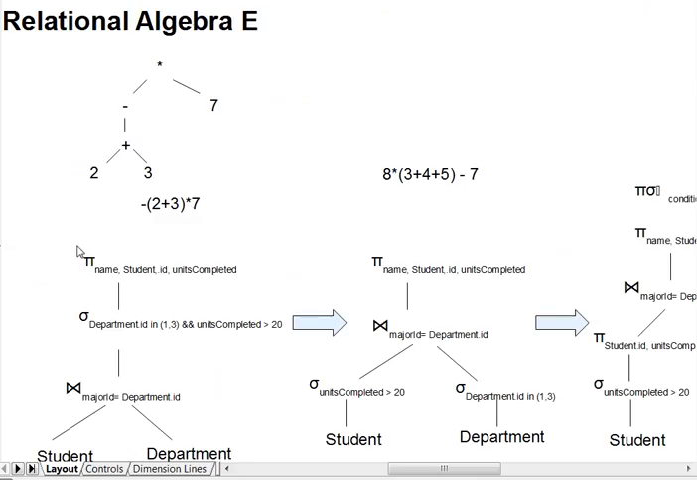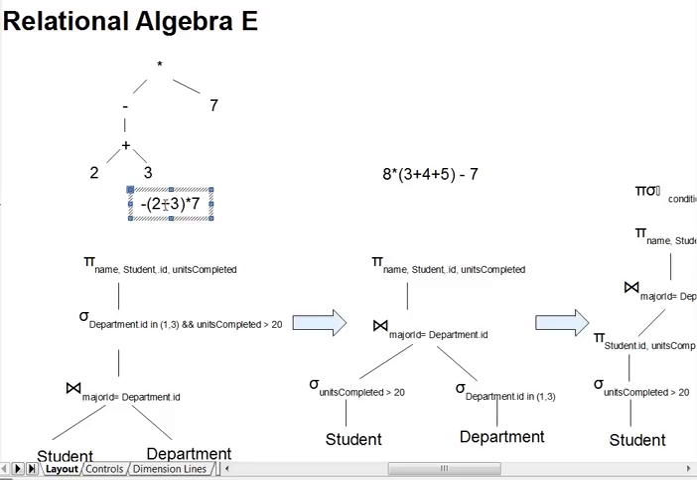Let's talk now about expression trees. An expression tree is a graphical visualization of an expression in tree form. RA expressions can be represented by such trees, as can any algebraic expression, including standard arithmetic expressions like negative 2 plus 3 times 7, for example. Expression trees help reason about the expression's structure and also reflect the data structures commonly used to represent expressions in code, especially if the code will try to reorganize or optimize the expressions.